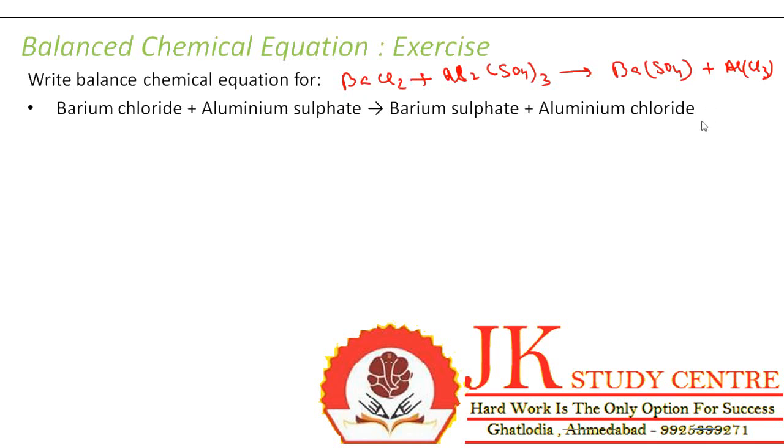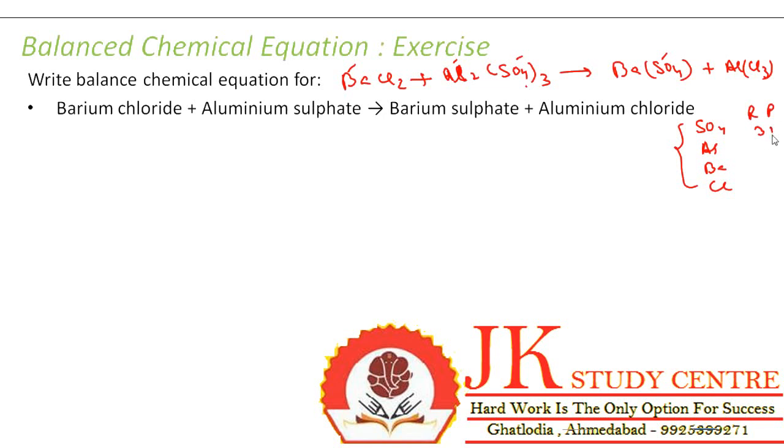Now let's see if it is balanced or not. First, any compound we have, yes, SO4. Then any metal, yes, we have aluminum and barium. Then we have any non-metal, yes, chlorine. These are the four things we have. So let's balance this now. To balance this, first see this is my reactant, this is my product.